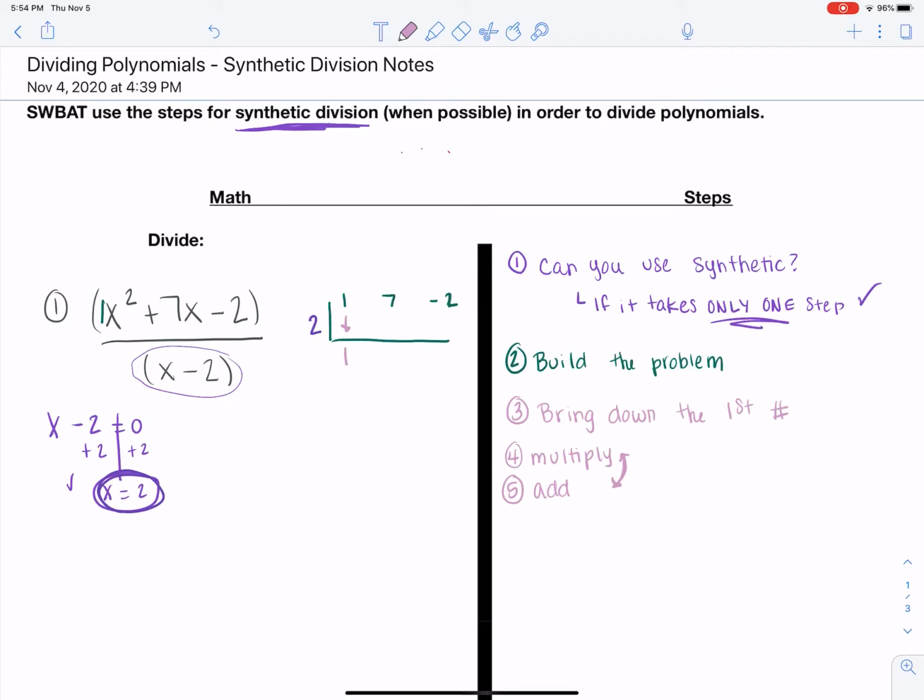When I multiply, I'm going to take the number that I brought down and multiply it by the outside number 2. 1 times 2 is 2. Then I'm going to add those together. So I multiplied, then I added. 7 plus 2 is 9. Take that number. Again, we're going to multiply by the outside number. 9 times 2 is 18. And then we're going to add. Negative 2 plus 18 is 16. I'm finished multiplying and adding because I'm out of numbers to use.